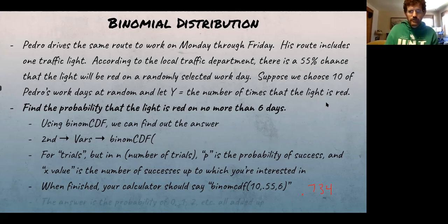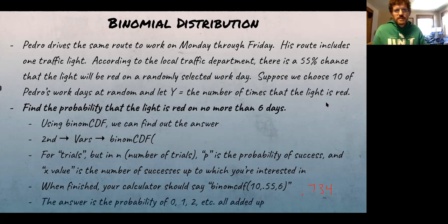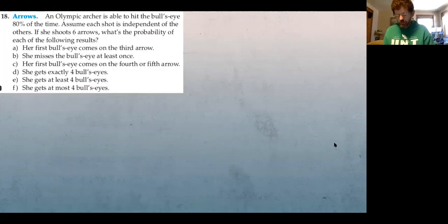Okay, so the important thing to remember is that the binomial CDF function is really the same thing as finding the probability of getting exactly 0 red lights plus the probability of getting exactly 1 red light plus the probability of getting 2, 3, 4, 5, and 6. You just keep adding up the probability of getting that many successes. So the slow way of doing it would be binomial PDF over and over again. CDF, of course, just speeds that up. There are some limitations to this function, and we'll see that. And we're gonna run through an example from the book.